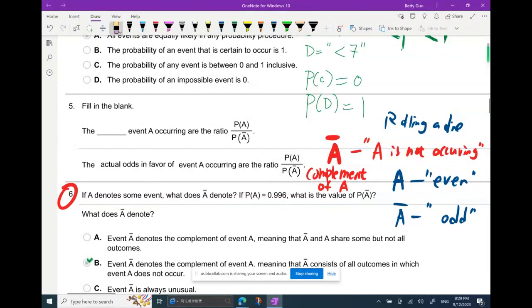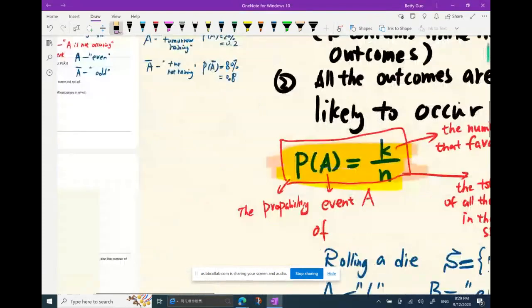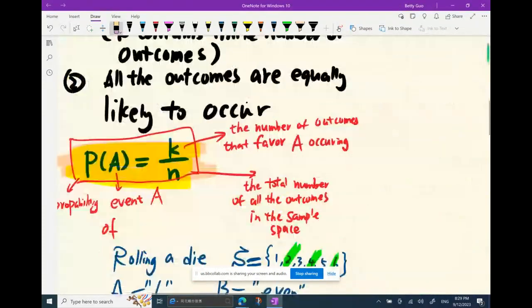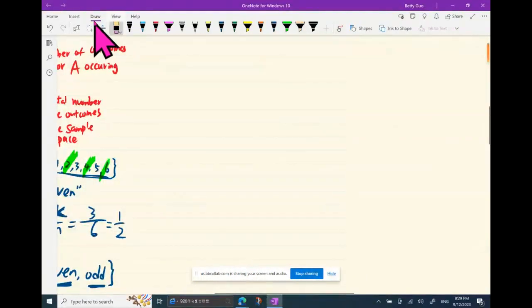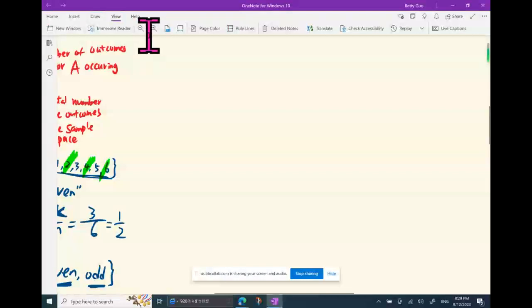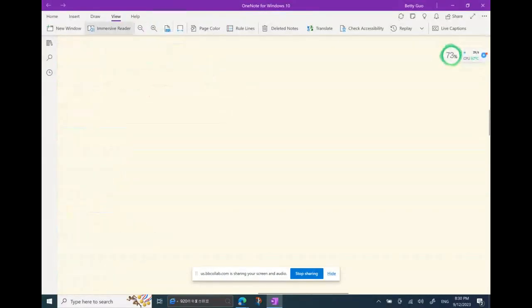When it comes to P of A and P of A bar, we have another definition. We have so many things to cover. Every time I feel like we don't have enough time. Now let me give you another pair of definitions, as favor and as against. I wrote that so big.